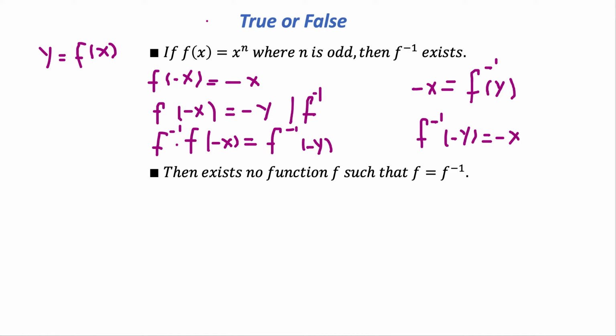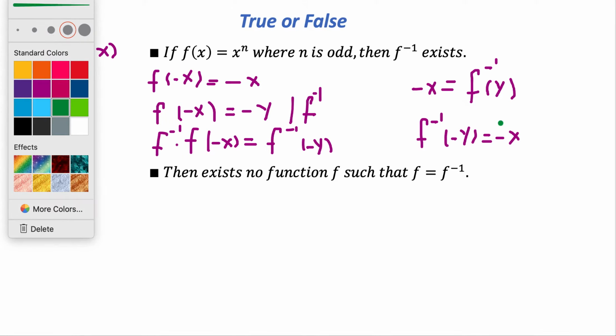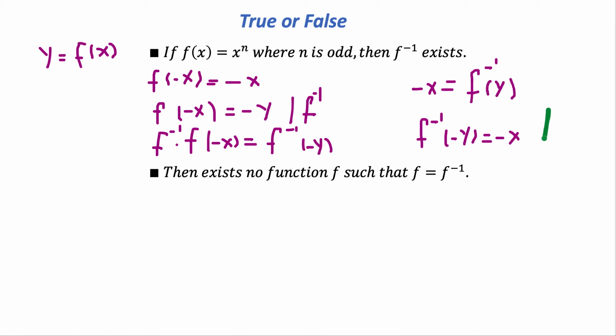So if f of x is any odd function, for example f of x is equal to x to the exponent n, when n is odd, then the inverse function exists. This is true. Just let me make it a little bit more interesting. Let me write here true. So this is true.